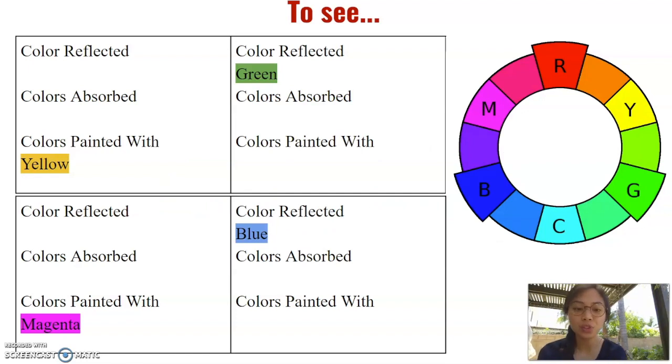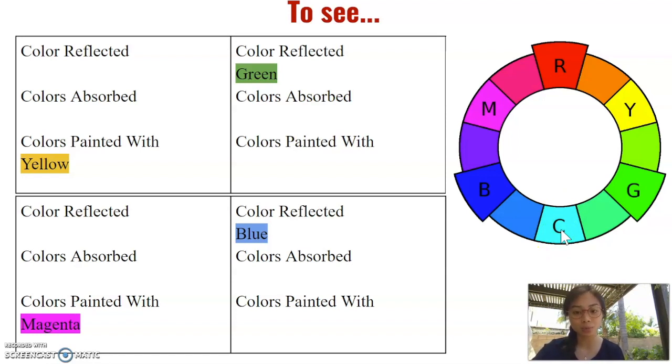So let's go ahead and review this table. The first thing I want you to notice is the setup of the color wheel. Just to remind you, red, blue, and green are our primary colors of light, while magenta, yellow, and cyan are the primary colors of pigment. These will impact what colors are available to be reflected, absorbed, or painted with.